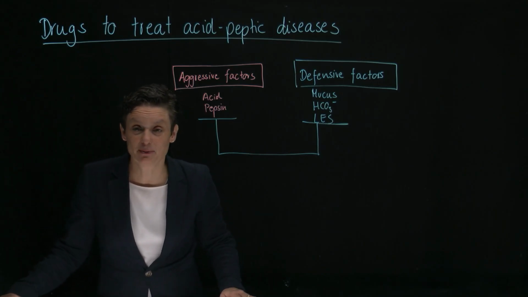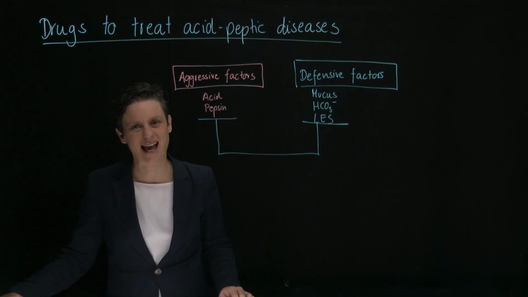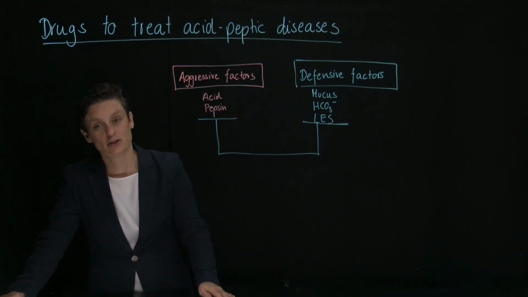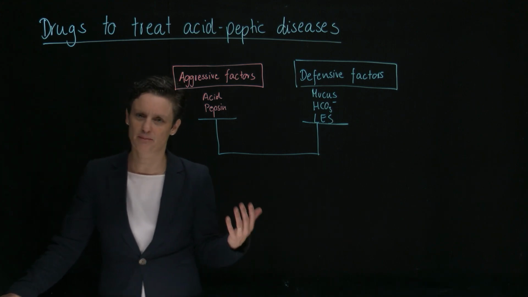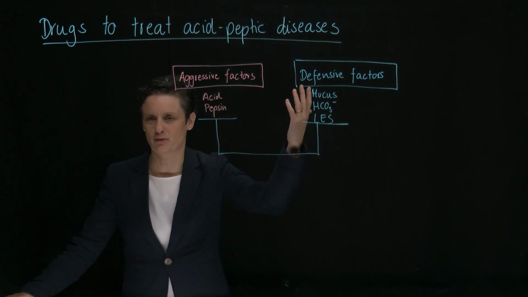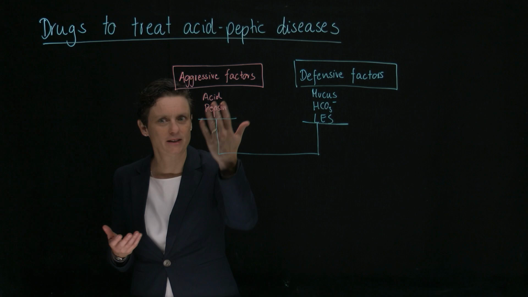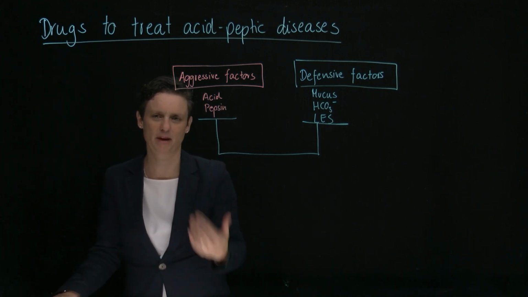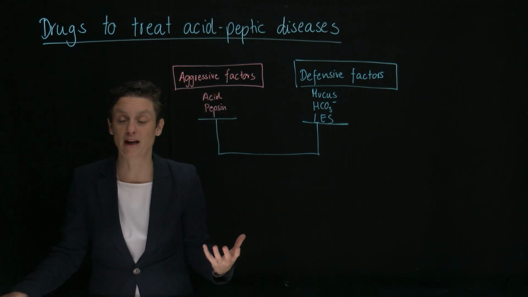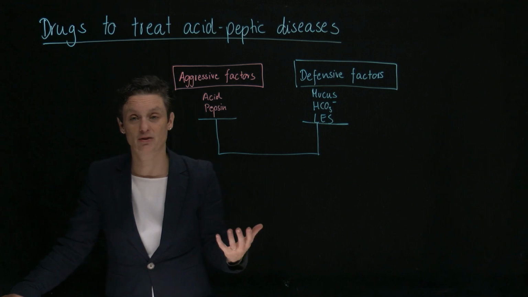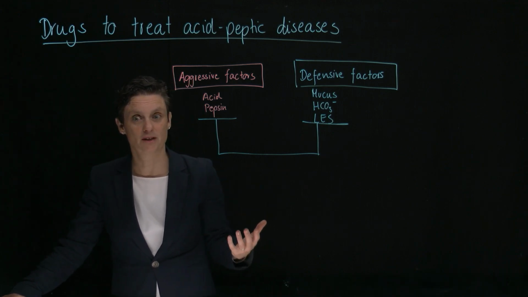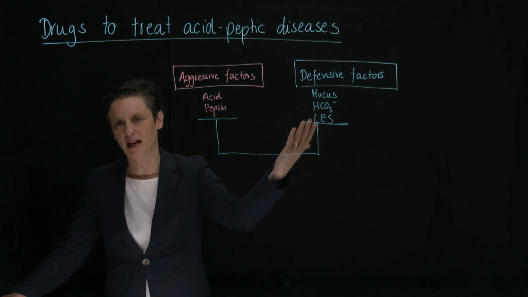Hello. In this video we're going to talk about drugs to treat acid-peptic diseases. So generally in our GI tract we have a balance between defensive and aggressive factors. The aggressive factors being the stomach acid and the pepsin. But we have also ways to protect our gastrointestinal tract from the stomach acid, like mucus and bicarbonate.